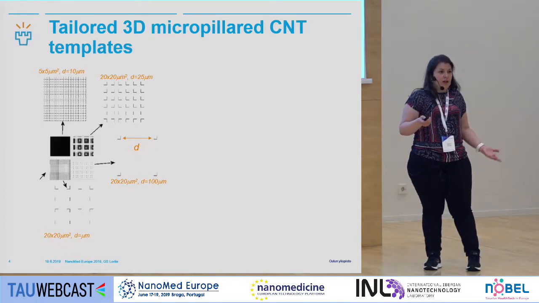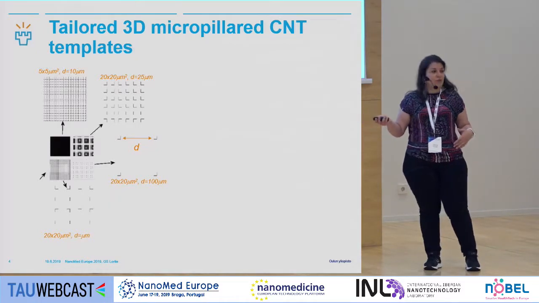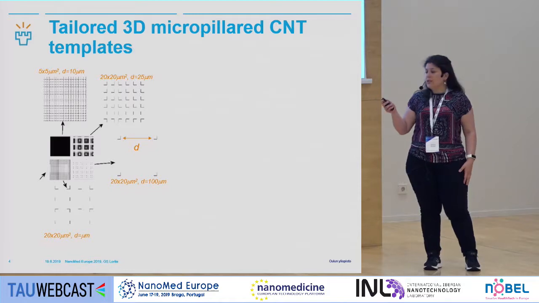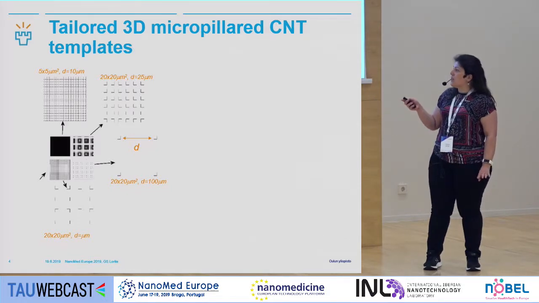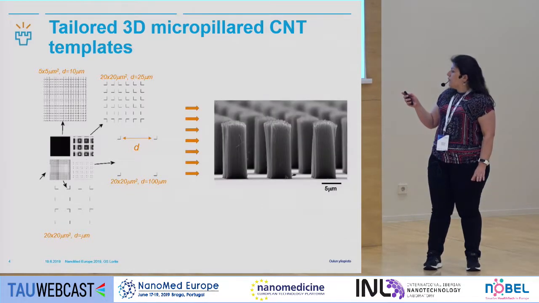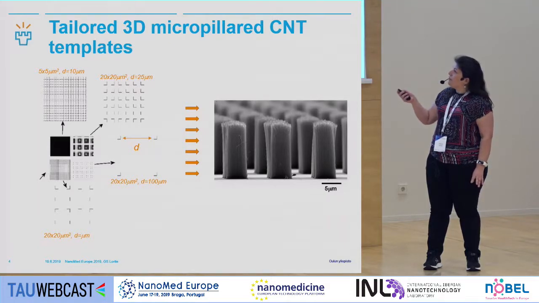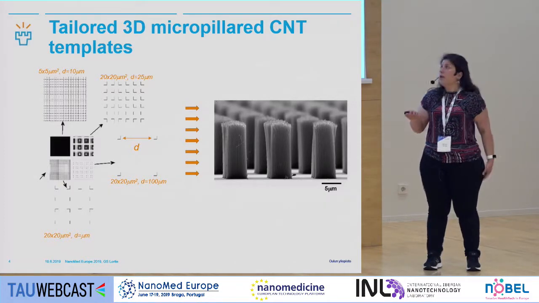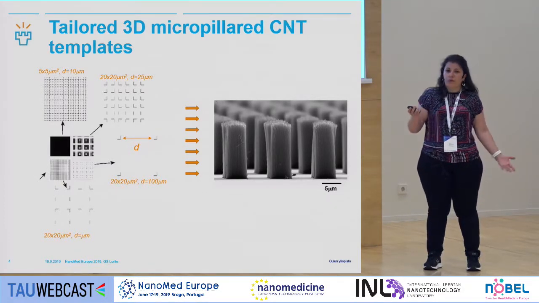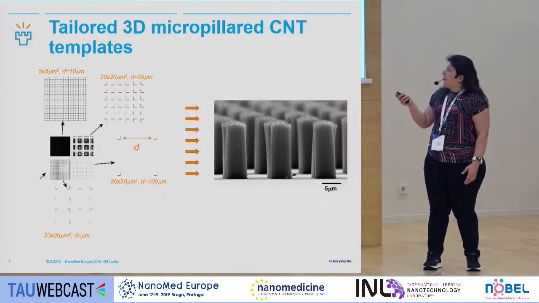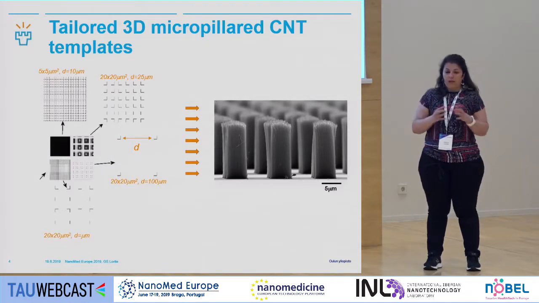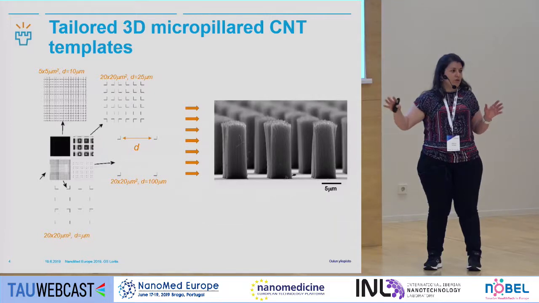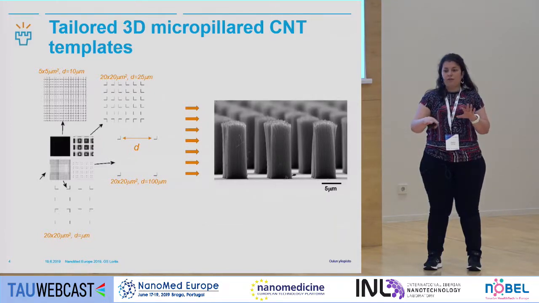Because of time, I didn't show the results for the cell growth in those templates, but the main result is that when we grow the cells on the 5 by 5 microns pillars with a distance of 10 microns between them, we are able to orient the cells. In the other templates, the pillars are just too far away, so the cells just behave like on a flat surface between the pillars.